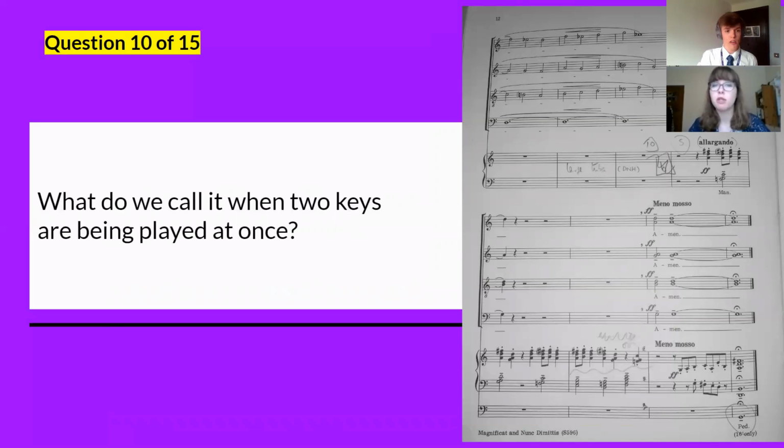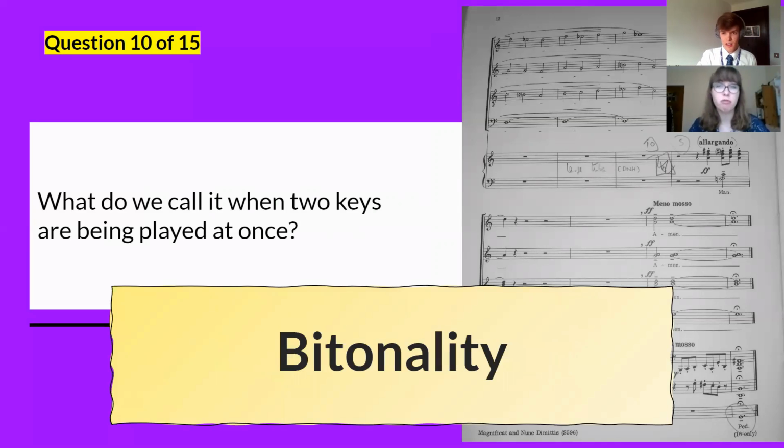Question 10, what do we call it when 2 keys are being played at once? It's been said a few times in prop sessions last year, it's bitonality. So well done if you remembered. So bi literally means 2, like bicycle, 2 wheels, and tonality, or that's just the keys. So bitonality.